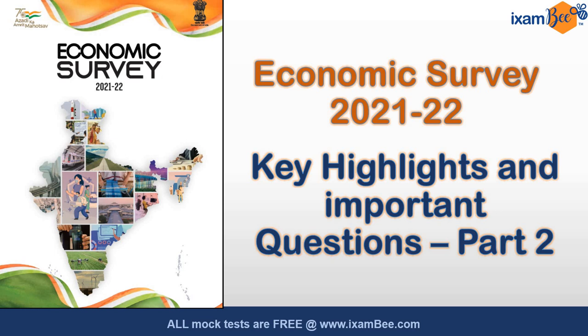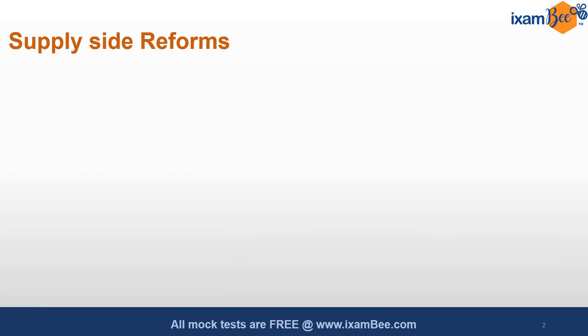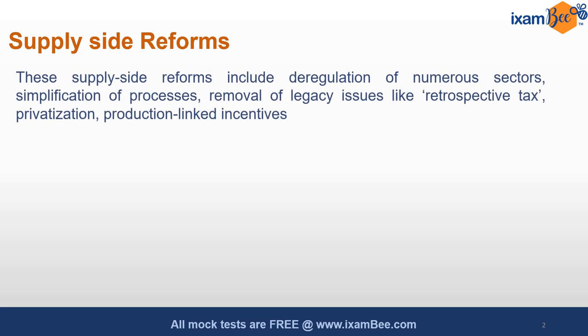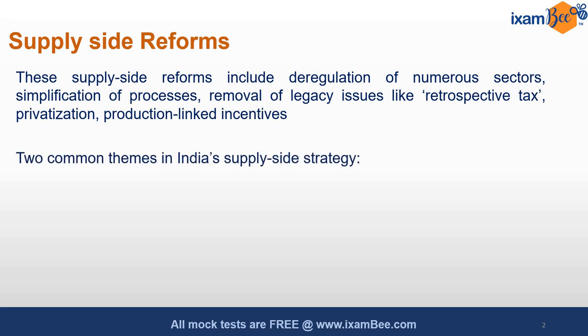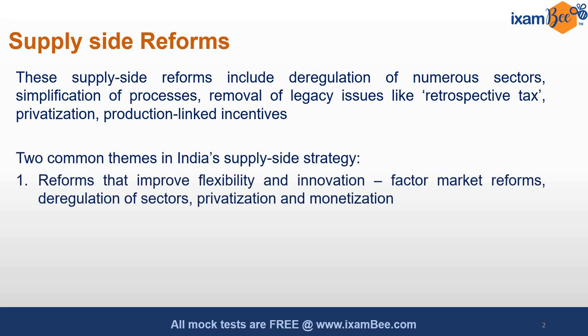Right. So to continue with the state of the economy, the overall underlying theme of the agile approach being used by the government, there are certain supply side reforms that the government has also resorted to in order to support the economy in the wake of COVID-19. These supply side reforms were structured around two themes. First being the reforms that improve flexibility and innovation. Here in this category, reforms related to the factor markets, the deregulation of certain sectors, for example, the telecom sector.